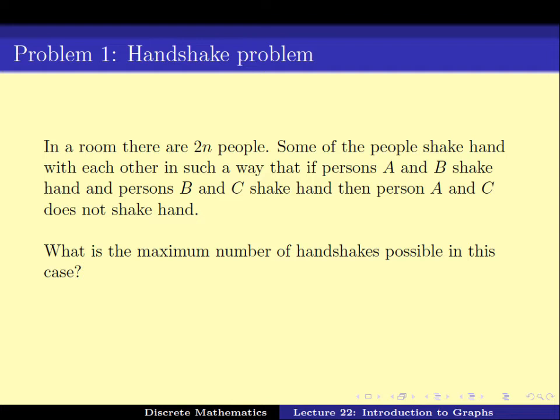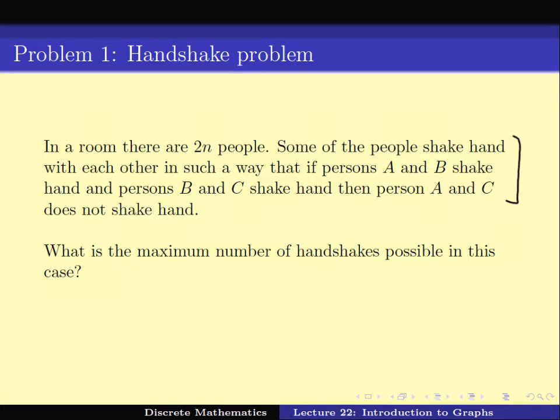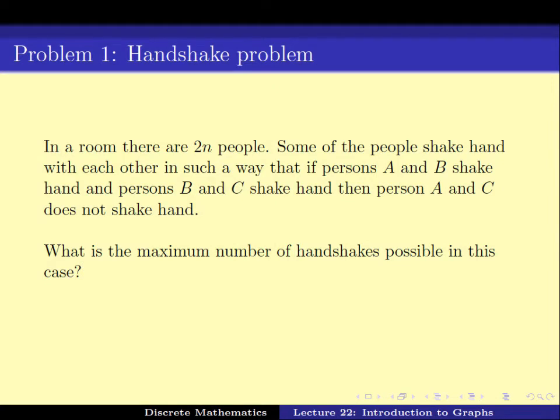Let me quickly ask, how many handshakes can be possible when there are 2N people, when I don't have this condition? So I have 2N people. How many possible handshakes can there be? Let me leave it as a problem and move on to the next problem that comes up.